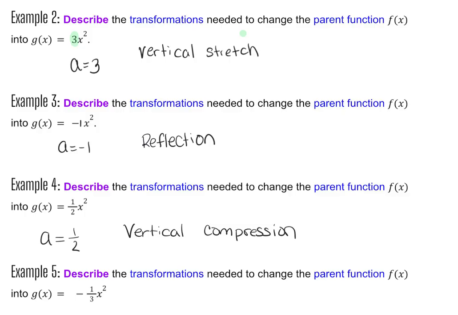And in example 5, we have g of x is equal to negative 1/3 x squared. So A is equal to negative 1/3. So if A is equal to negative 1/3, two things are happening. The negative is telling me that there is a reflection. And the 1/3, which is a fraction, is telling me vertical compression.